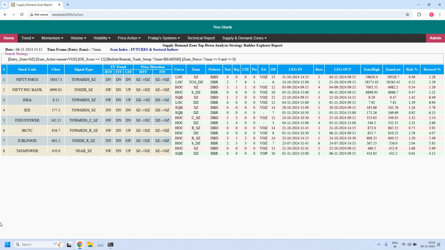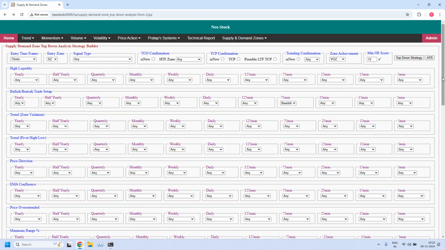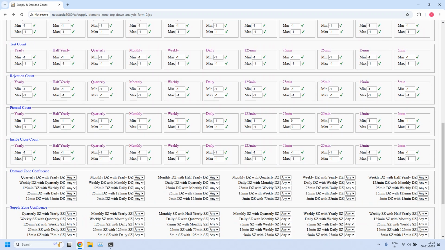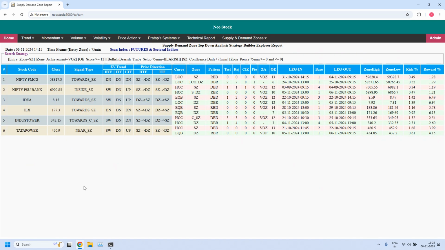Among these 8 75 minute supply zones, there could be high probability setup zones might be available. Let's find them based on LTF and ITF supply zone confluence. That is 75 minute supply zone with daily supply zone confluence filter is enabled. With this filter, we got 6 stocks.